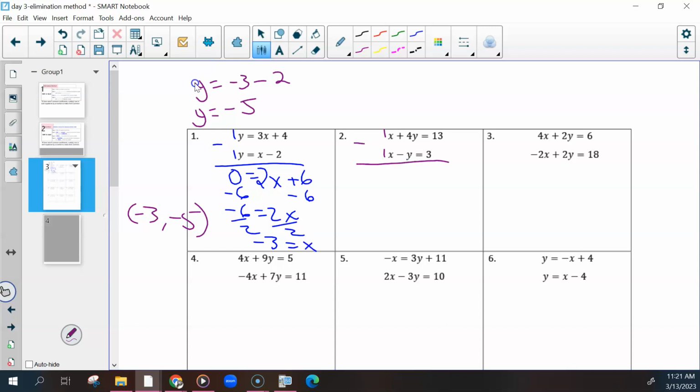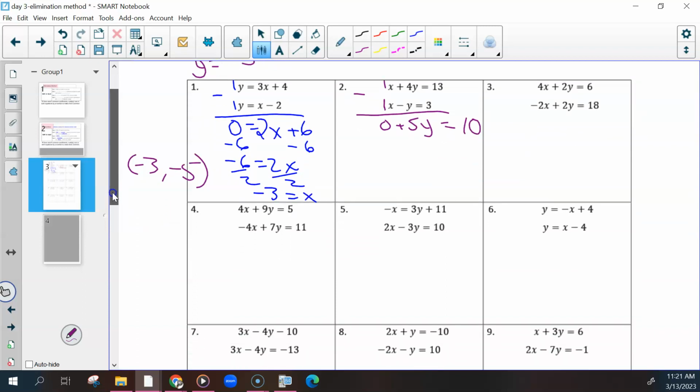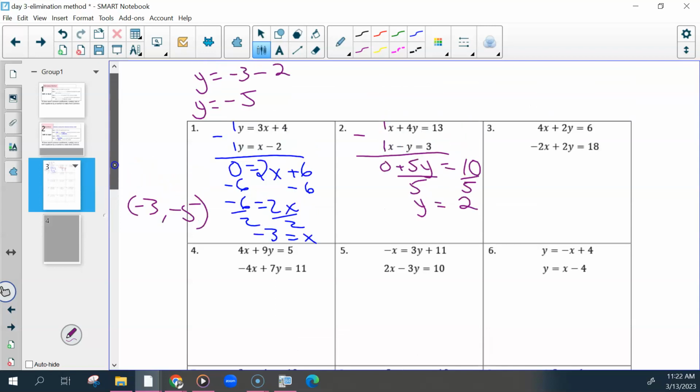And for this, if you guys want to say answers out loud, you can. So let's subtract. This would give us 0. 4y minus negative y would give us how many y's? 5. And then 13 minus 3 is 10. So then we would divide both sides by 5. I'm ignoring the 0 because that wouldn't change anything. So then our y value is 2.